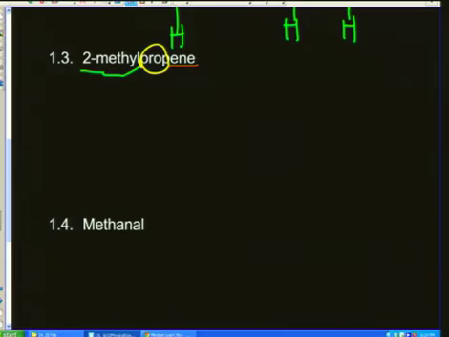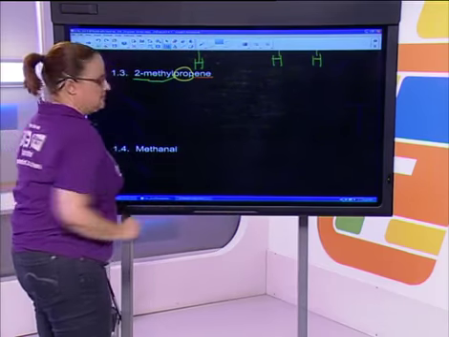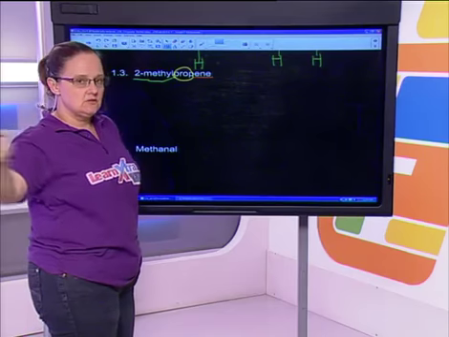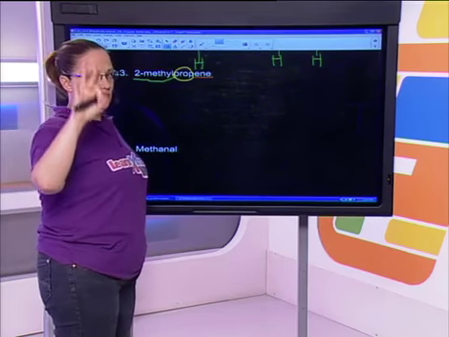The methyl is a branch. It's an attachment. It's like the garden cottage in the house. Okay, it's an attachment to this. The propene is my longest chain. Prop means 3.